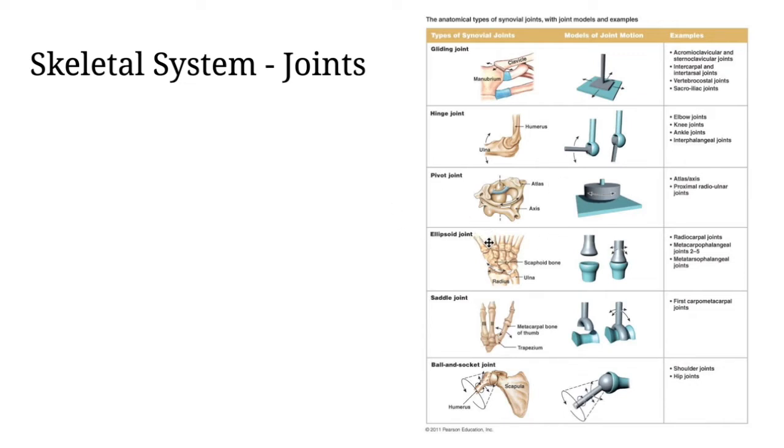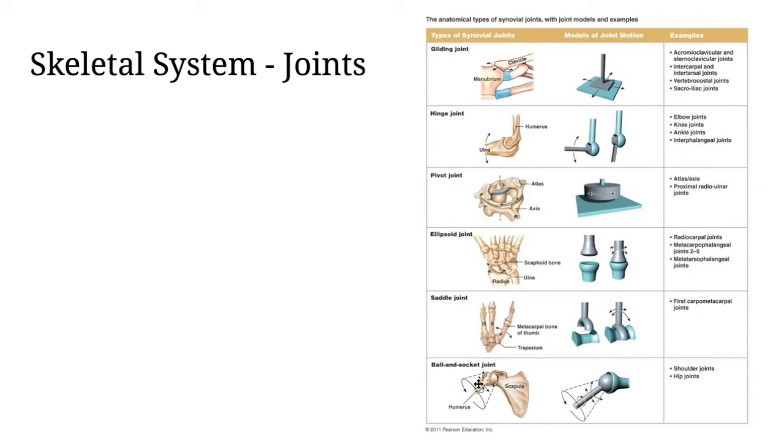Next, we have an ellipsoid joint. It's also called a condylar joint. One place we have that is if you crack your knuckles, right? Your knuckles there are that type of joint. A saddle joint we only have at the base of our thumb, so that's going to be a feature or a joint that's found in primates that gives us the feature of an opposable thumb.